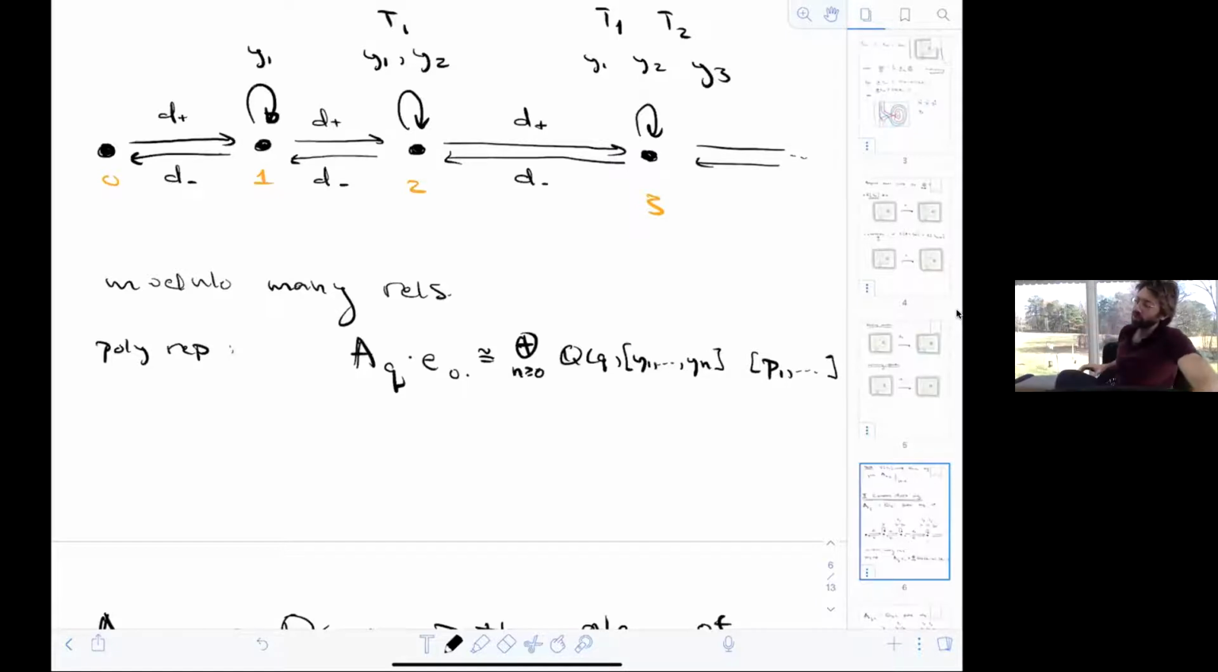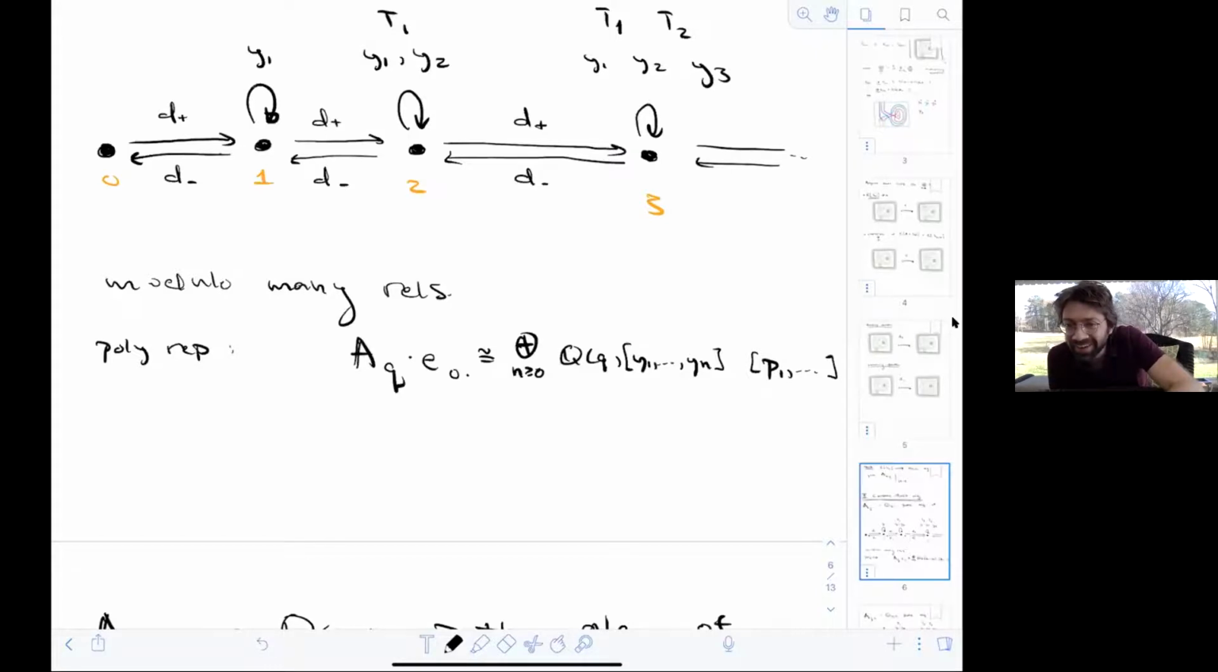Oh, I see what you're saying. So this would be the size of it. That would be the vector space. That's my guess. Yeah, that's probably a good guess.